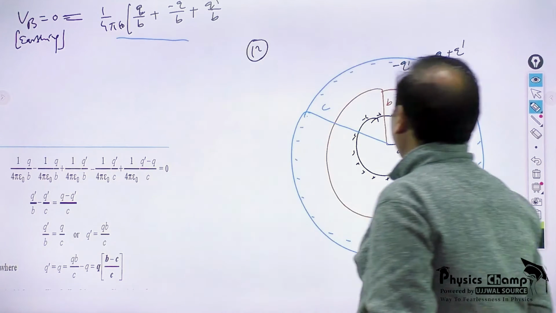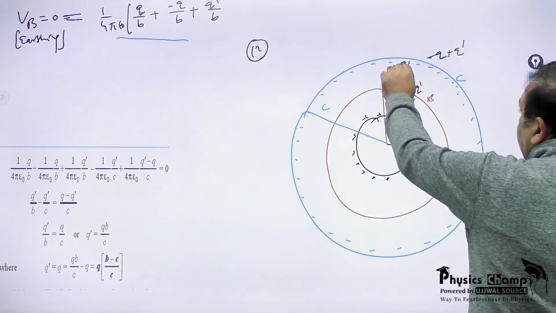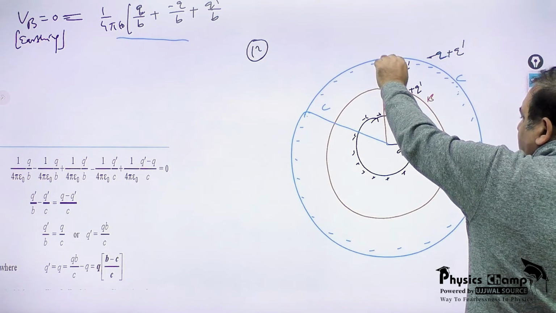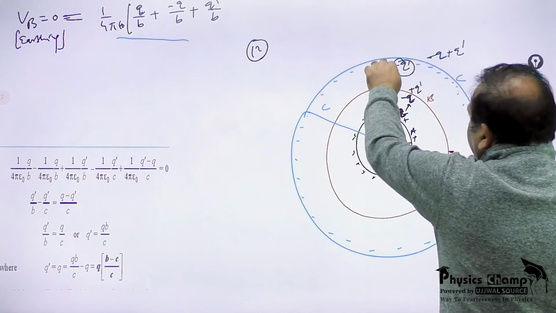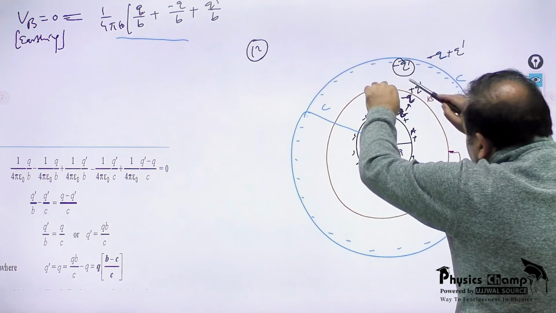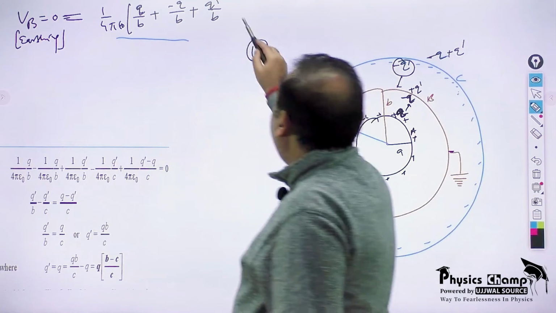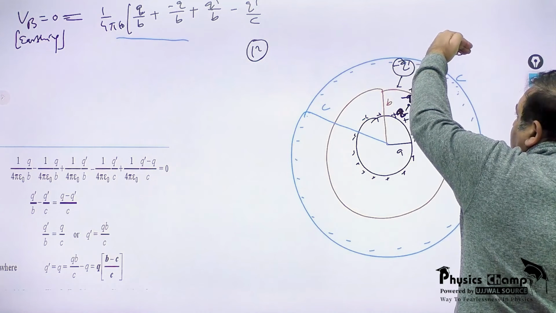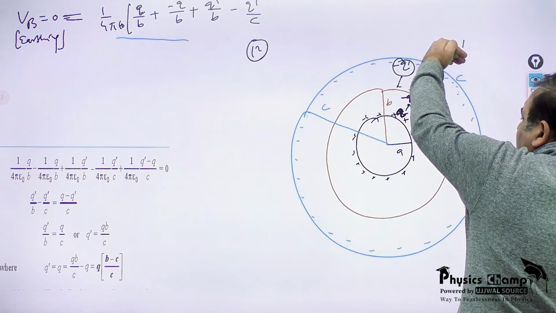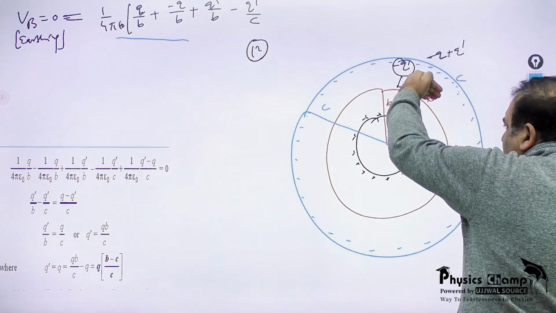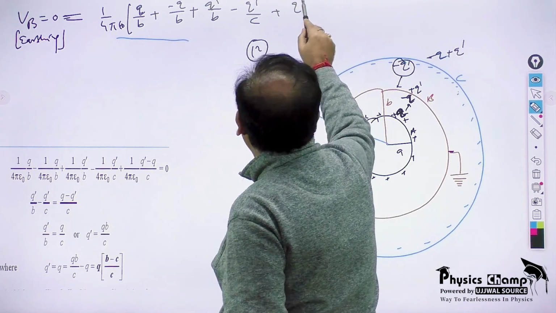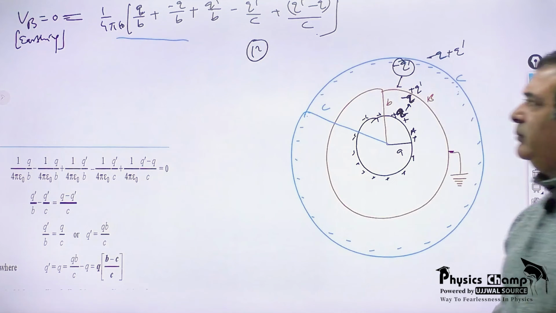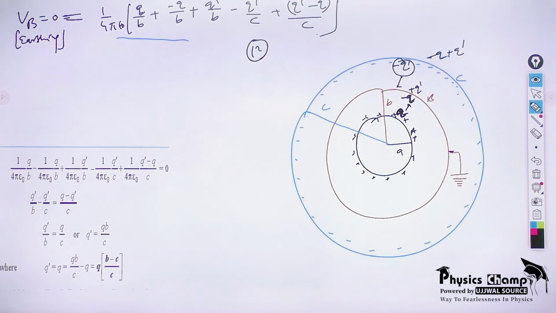But at the same time, it is interesting to see that this minus Q dash, which is at the outer shell, will have a potential minus Q dash by C of its own, and that potential minus Q dash by C will also come in. So minus Q dash by C. And similarly, the outer shell, which has a charge Q dash minus Q, will have a potential, and that potential will also come here. So it will be plus Q dash minus Q by C. I hope you could understand all that.